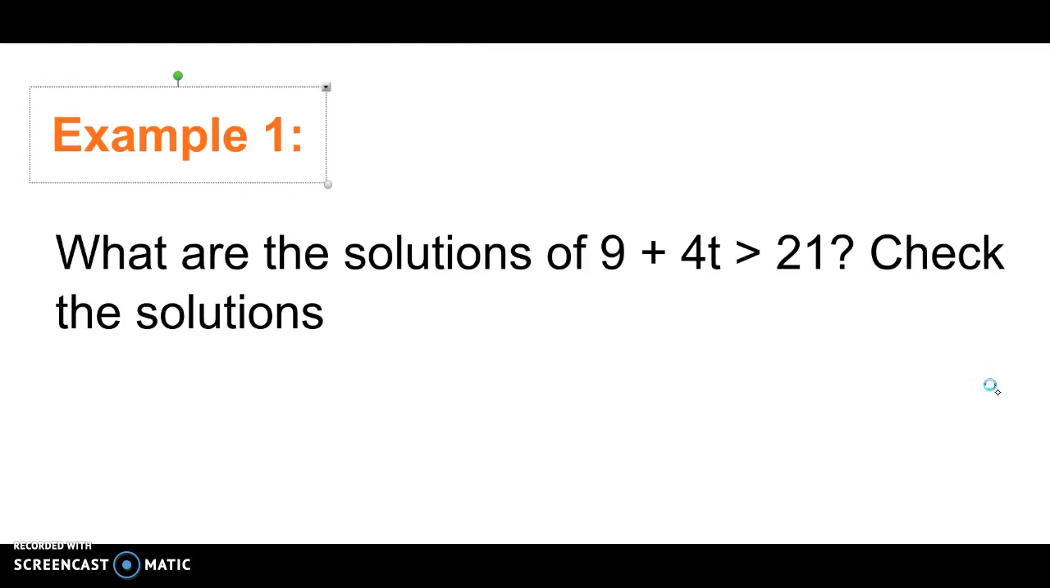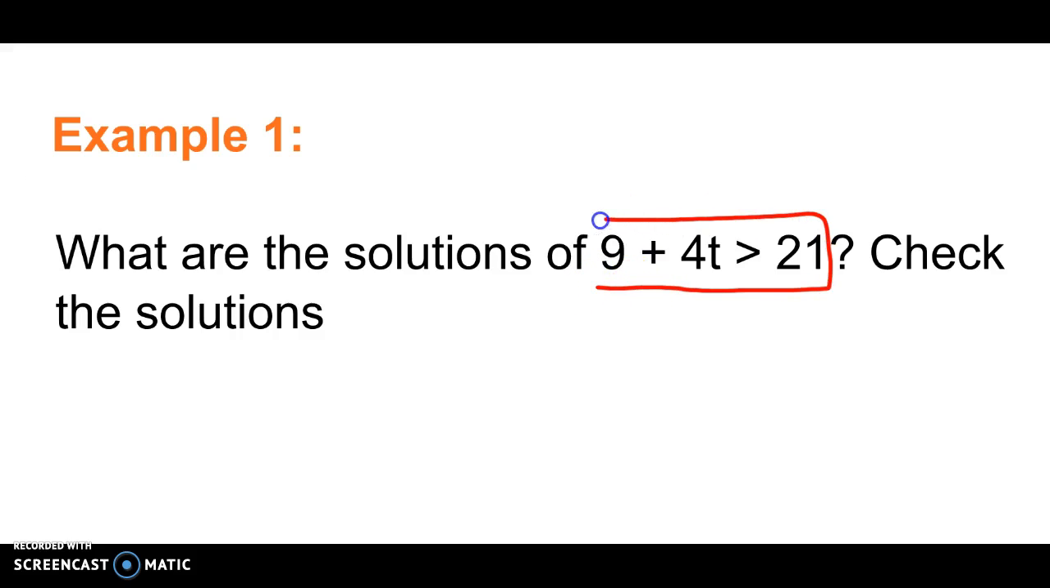Let's look at example 1. Example 1 says, what are the solutions of 9 plus 4t is greater than 21? Check the solutions. So we know that it's an inequality. It's going to have multiple solutions. So I'm going to first copy down the problem. 9 plus 4t is greater than 21.